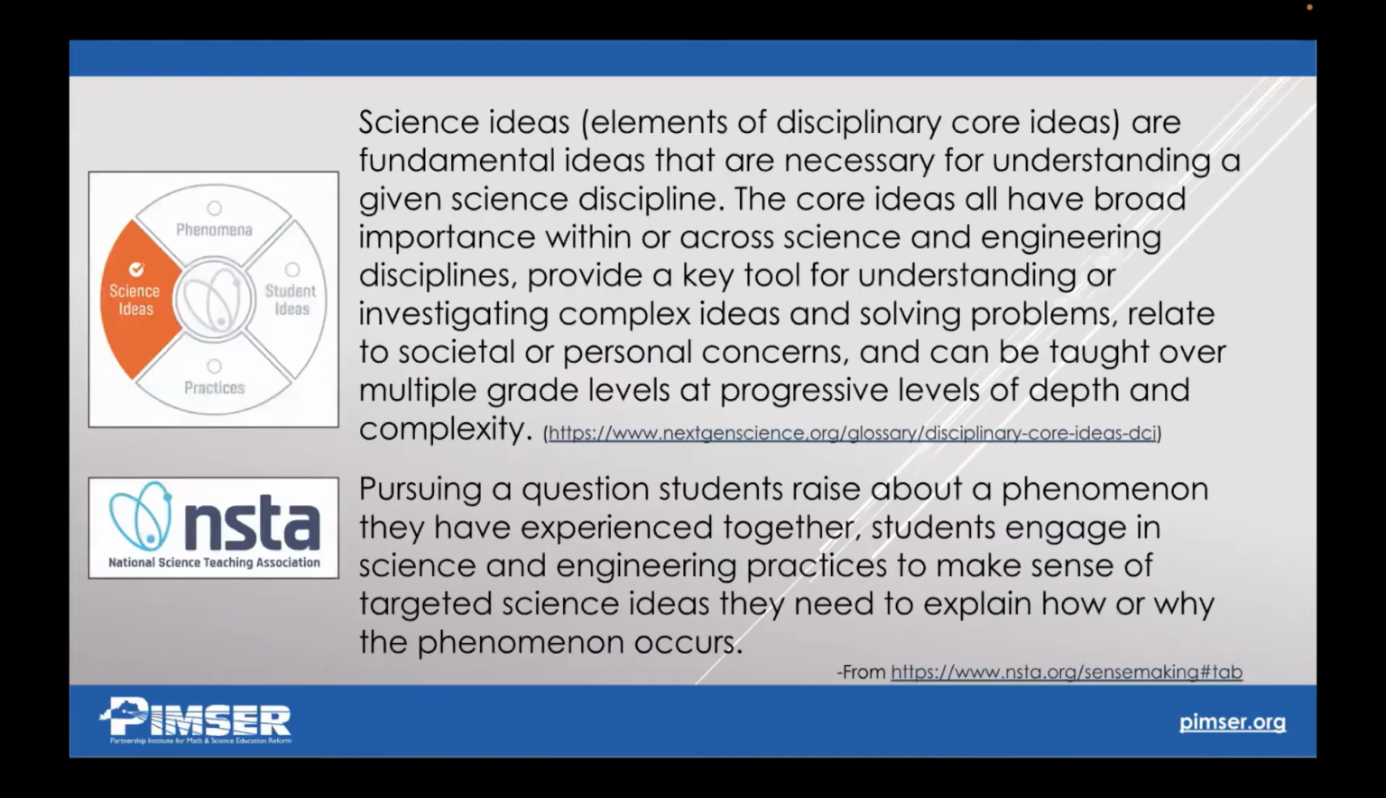To refresh our memories, this is how science ideas, elements of the disciplinary core ideas, or DCIs, are defined by the writers of the framework in the NGSS, from which our Kentucky Academic Standards for Science were developed. The DCIs and the cross-cutting concepts are used to explain the how or why a phenomenon occurs, and a phenomenon is used to facilitate the development of those science ideas. We'll explore how in this session.